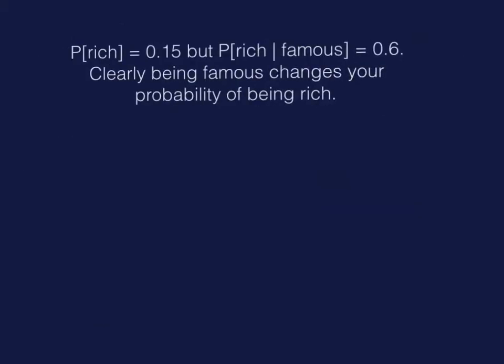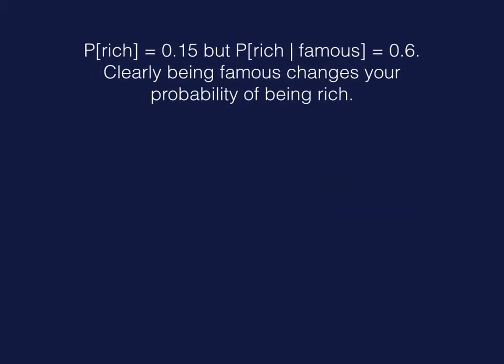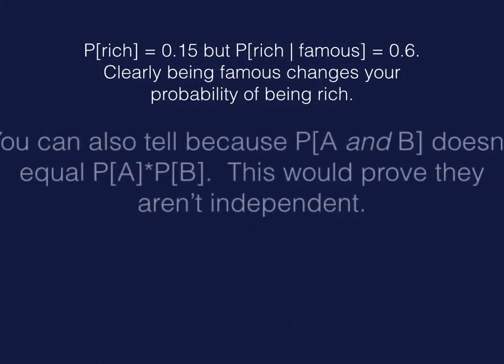Okay, so I want to say a couple things about this. The probability of rich is 15%. However, if you are famous, the probability of being rich is 60%. All right, that's much different. So clearly, being famous will change your probability of being rich. They're definitely not independent. Right? Knowing that somebody is famous clearly changes the probability of being rich.